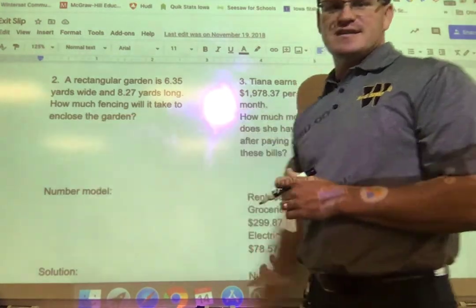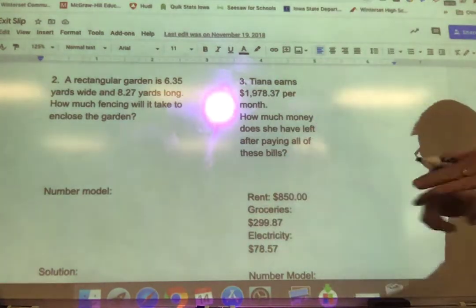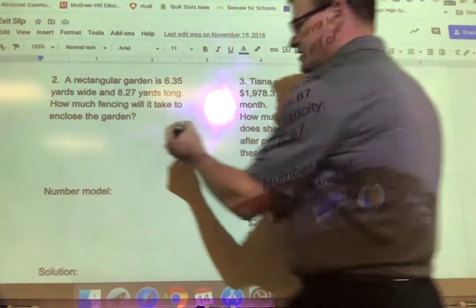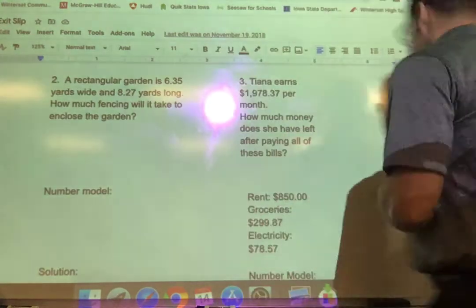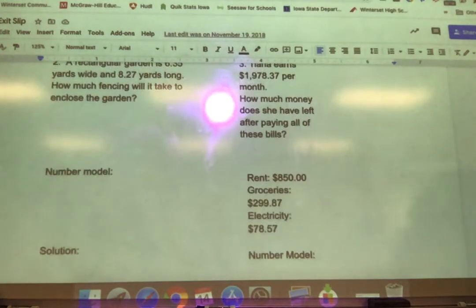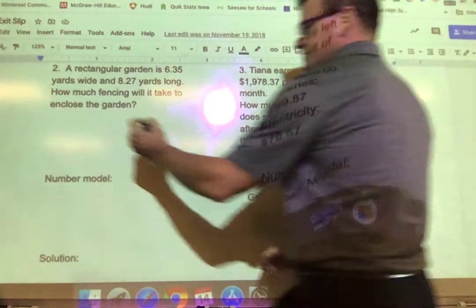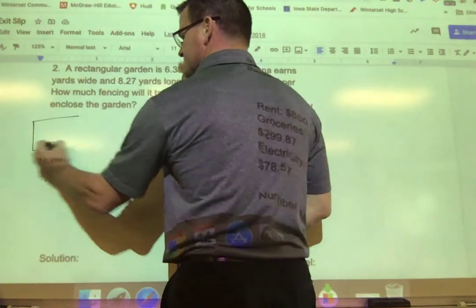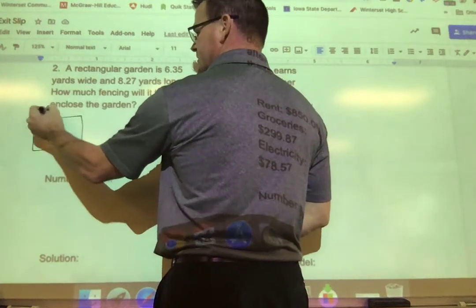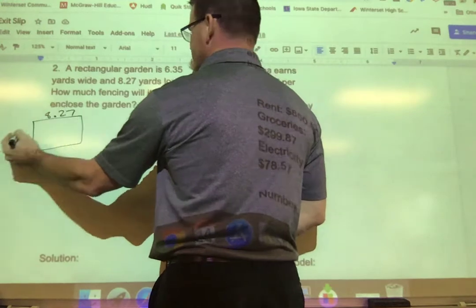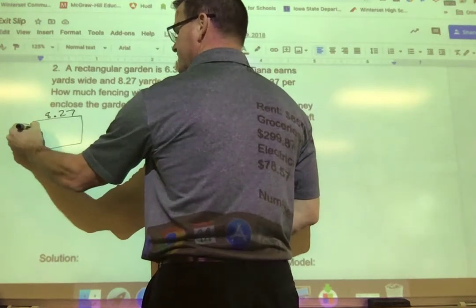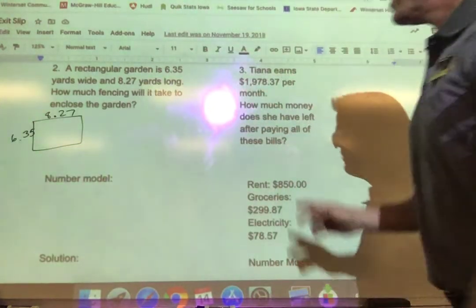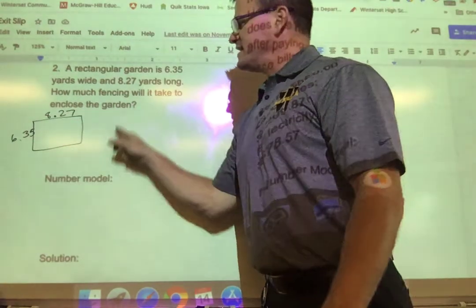Now I know when it says enclose, that means I'm going to put a fence around it. Okay, so I'm going to try and draw a picture. That usually helps me here. Try to picture the situation a little bit more. So if I made a quick rectangle up here, because it's a rectangular garden, and I'm going to make the longer one 8.27 and the shorter side 6.35. All right, so I'm trying to enclose it. How much fence do I need around it?